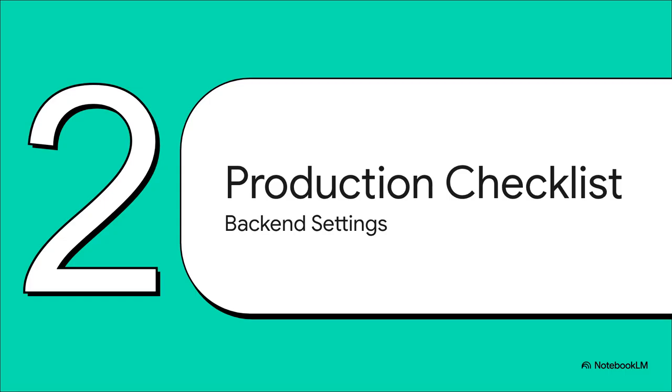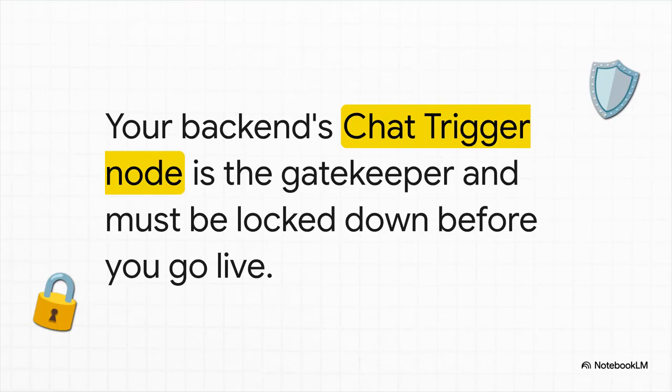So with that in mind, let's turn this theory into practice. It's time to put on our senior developer hats and walk through the absolute non-negotiable must-have settings you need to configure before a single real user ever touches your chat widget. And the good news is, everything we're about to talk about happens in one single place, the chat trigger node. Think of this node as the bouncer at the front door of your AI club. You get these settings right, you've got a secure app. You get them wrong, well, you've left the front door wide open.